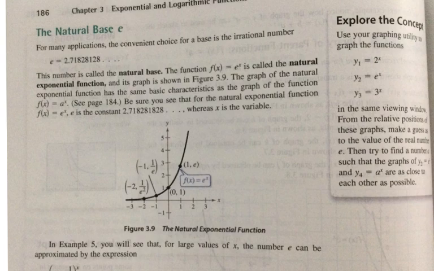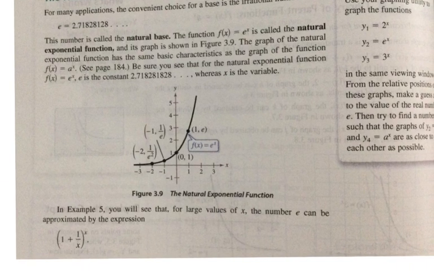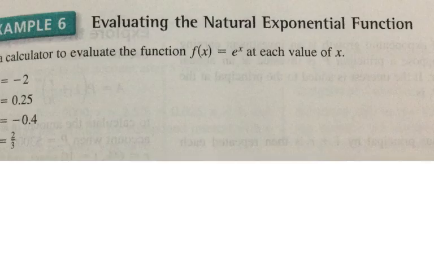Okay? Now, in example 5, you'll see that for large values of x, the number e can be approximated to be 1 plus 1 over x, to the x. So, again, I guess they're not going to explain. I thought they were going to do the big one on your calculators. Have mine and have yours. You're going to need to know where this E button is, depending on which calculator you're using.